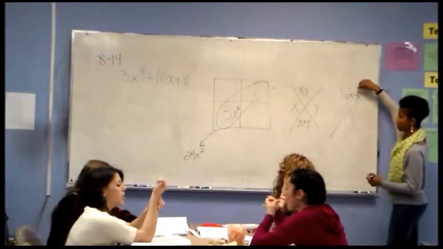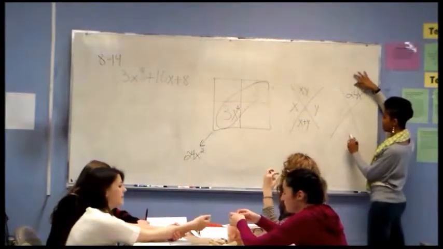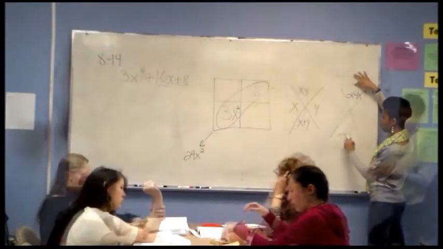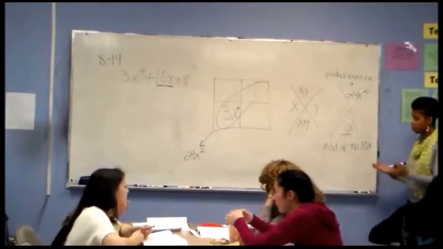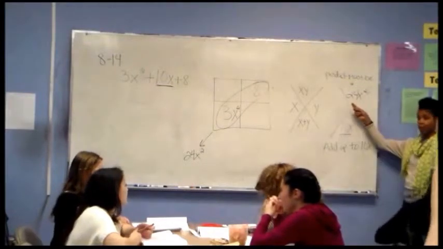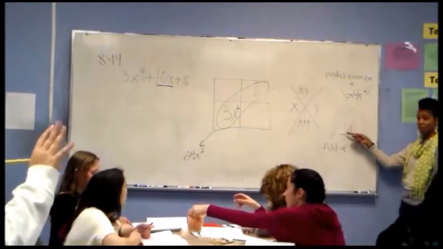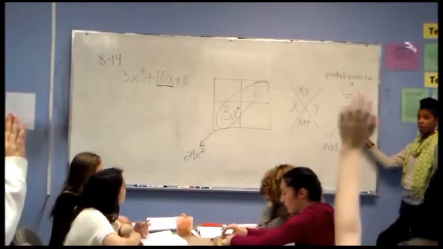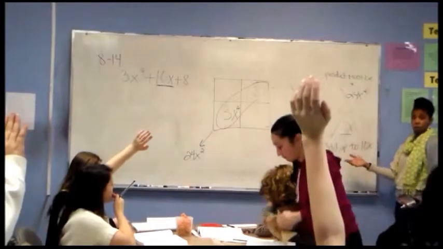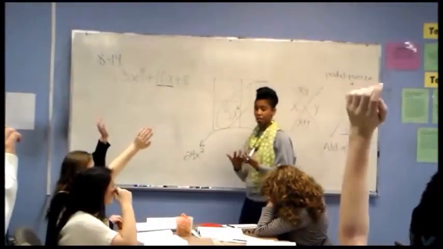Now, if we take x and y, we also need it to add up to something. So can we think of 2 numbers that multiply to 24x squared and also add to 10x? 2 factors, or numbers. You see how I'm using those words together?